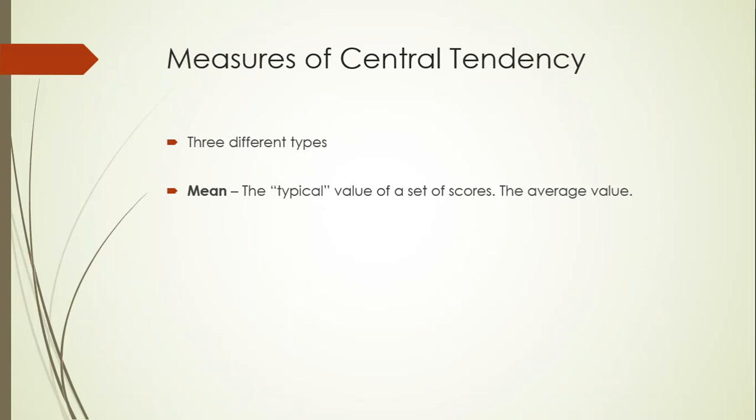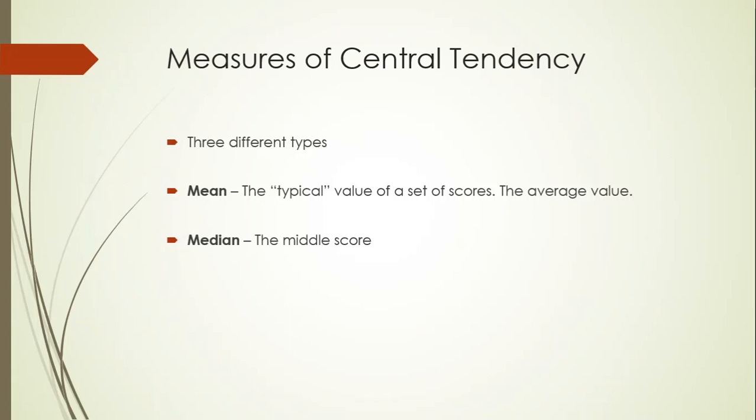We've got the mean. This is the usual one that you'll see. If someone wants a middle value, they're going to find the average value. That's going to be the mean. We find that by adding up all of the data values in the set and then dividing by however many data values we have. So it's a simple average.